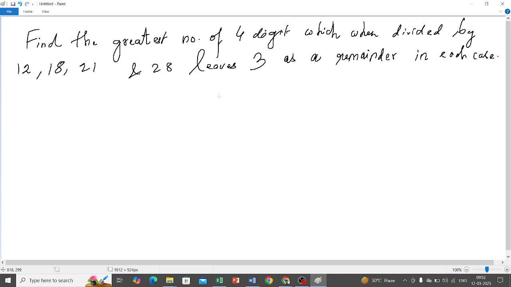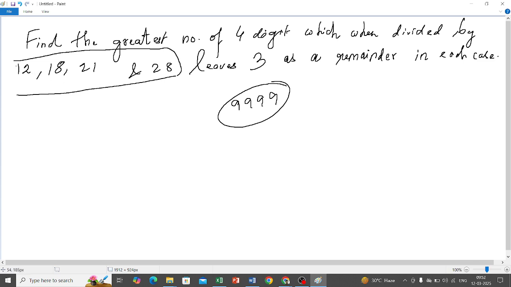So greatest four-digit number, we will assume it as 9999. Okay, I need to change my explanation. Find the greatest number, I said HCF. No, it will not be HCF. Find the greatest number of four digits which when divided by 12, 18 and 28. So first of all you have to find out the leader of these numbers. Find out the LCM. What is the LCM? Tell me.